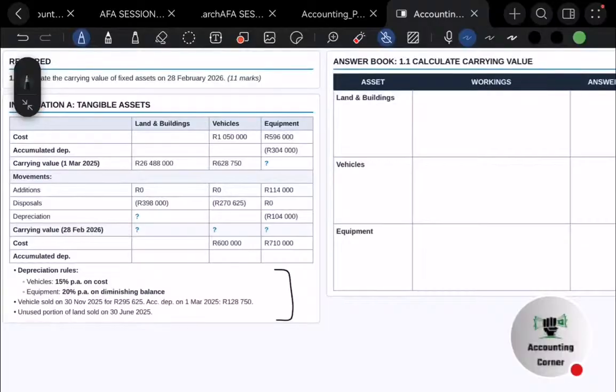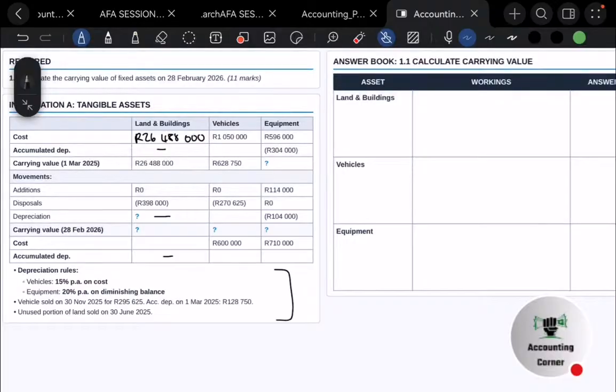Land doesn't depreciate, so this would be nothing, which is the same as 0. And then here we have 26,488,000, no accumulated depreciation ever. Now we need to calculate our carrying value at the end. Our carrying value at the end for the land and buildings will be our carrying value at the beginning plus additions of 0 minus disposals of 398,000.